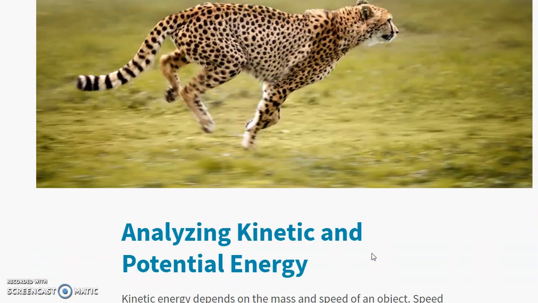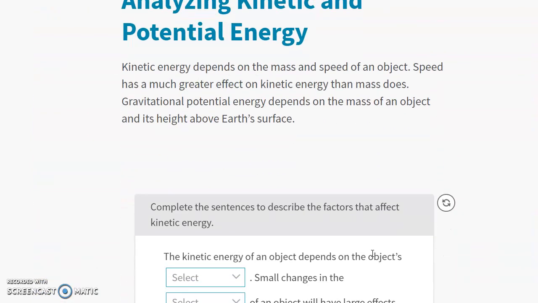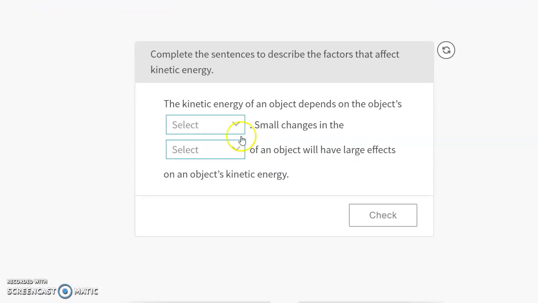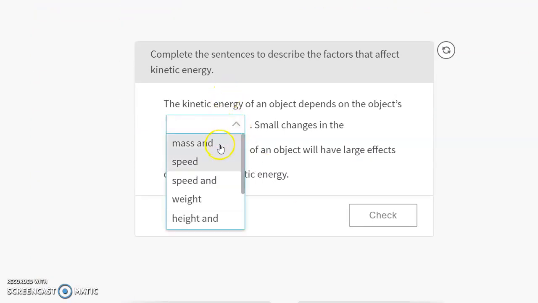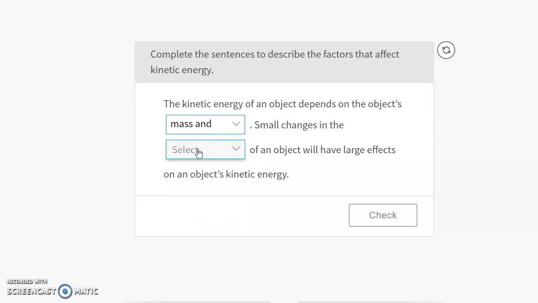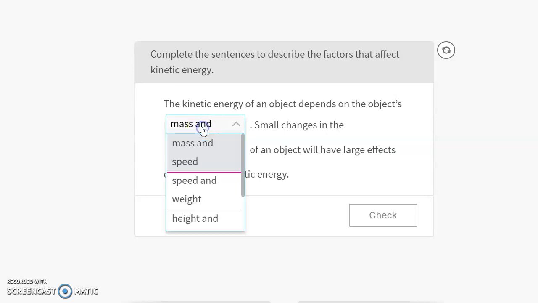Okay, back to our cheetah. It's all about kinetic energy. It depends on the object's mass and speed. We did not talk about height at all. And speed and weight is not as accurate as mass and speed, because mass is covering more than just weight. So the most accurate answer would be mass and speed.